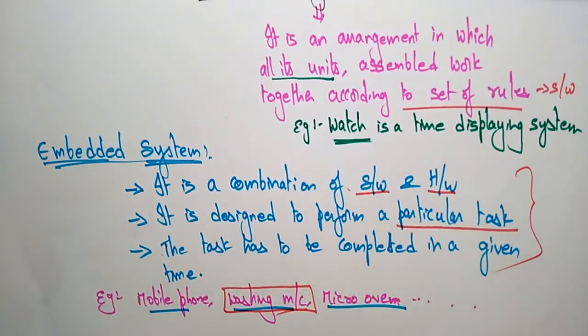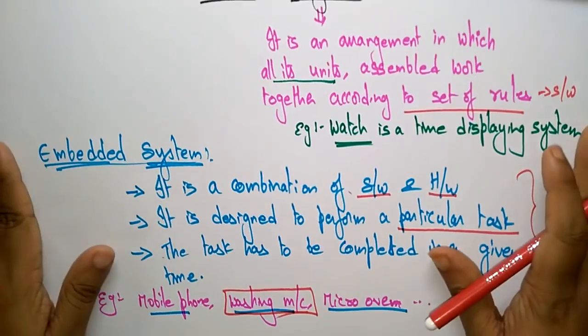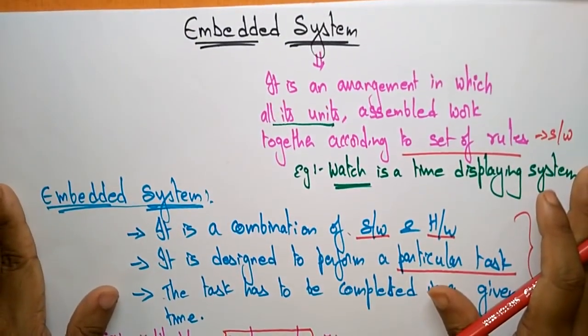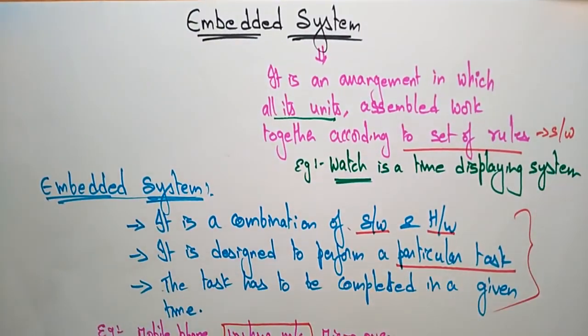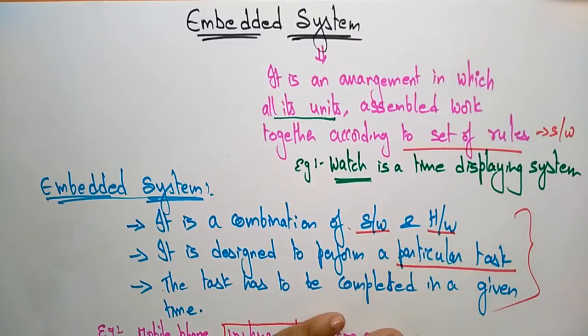Mobile phones are only for communication, for transferring data, for voice communication. So the task, whatever task you have taken, has to be completed in a given time. That is a deadline. So this is the definition of an embedded system. I hope you understand what exactly an embedded system is.